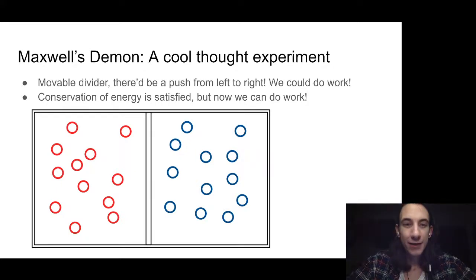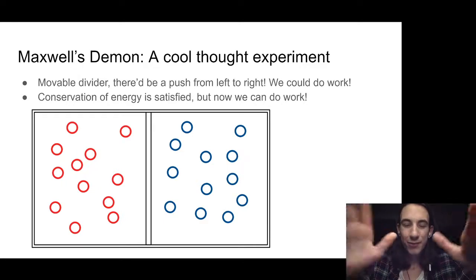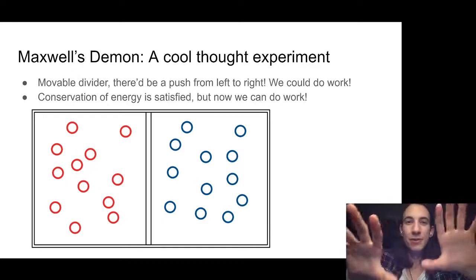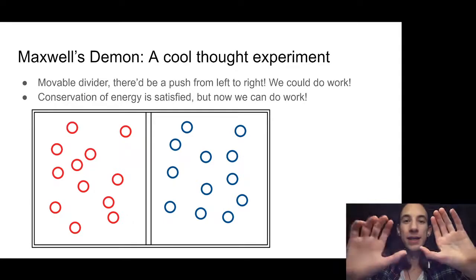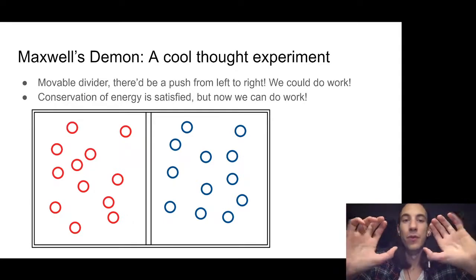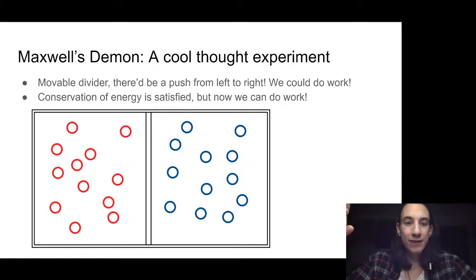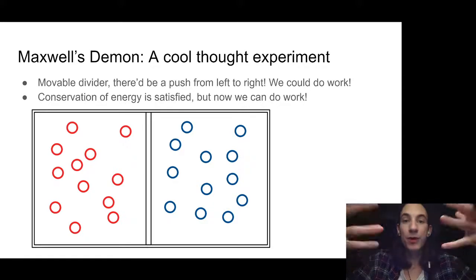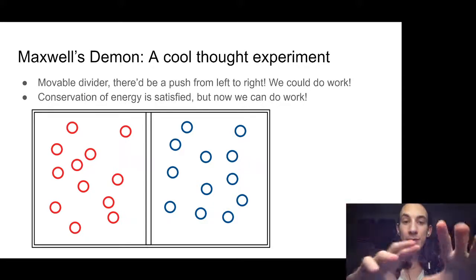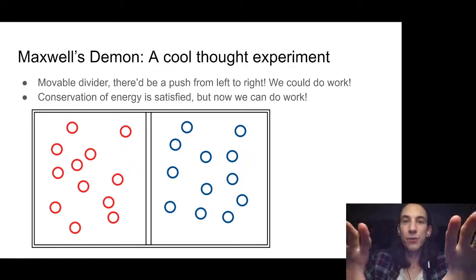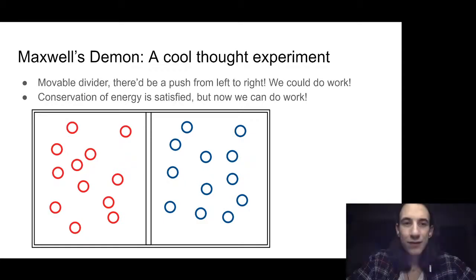But now, if we think about it, we're going to be able to do work. That's really weird. Before, the partition had the same pressure on both sides. It wasn't moving, it wasn't being pushed, there's no work being done on it. But in this case, we have faster particles on the left, we're going to have more collisions. We'll be able to push this divider. We'll be able to do work on our system. So now we can do work.